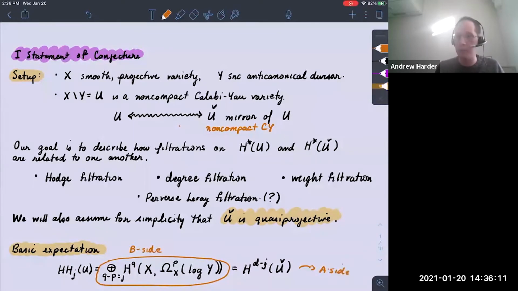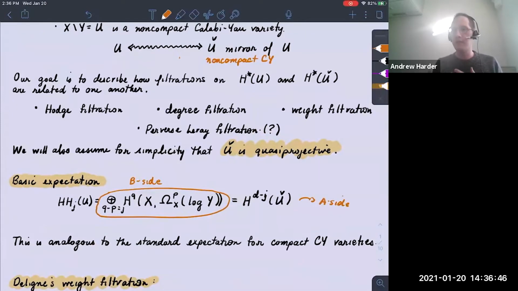So stating homological mirror symmetry correctly for this should give me some category whose Hochschild homology is equal to this HHJU, and I should have a dual Fukaya style category whose Hochschild homology is the cohomology of the dual variety, of the mirror variety. I'm not going to get into the details of this, but morally speaking, this should be some isomorphism that comes from homological mirror symmetry. What I want to do now is to layer on top of this various filtrations that should be identified by mirror symmetry as well.